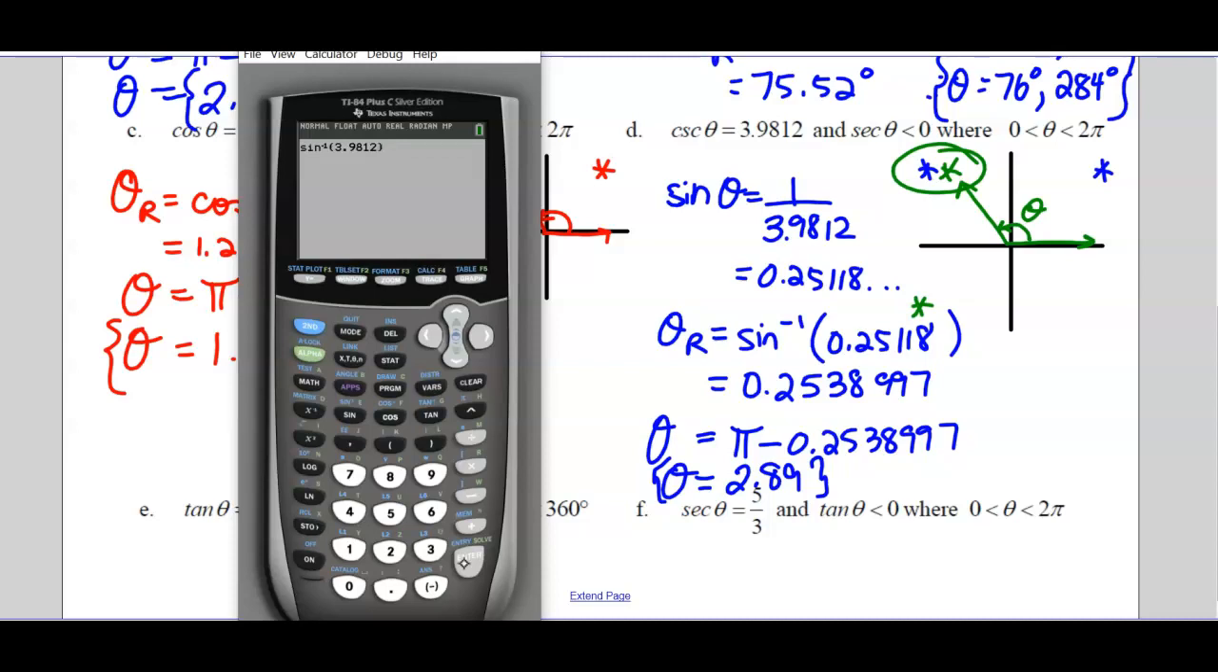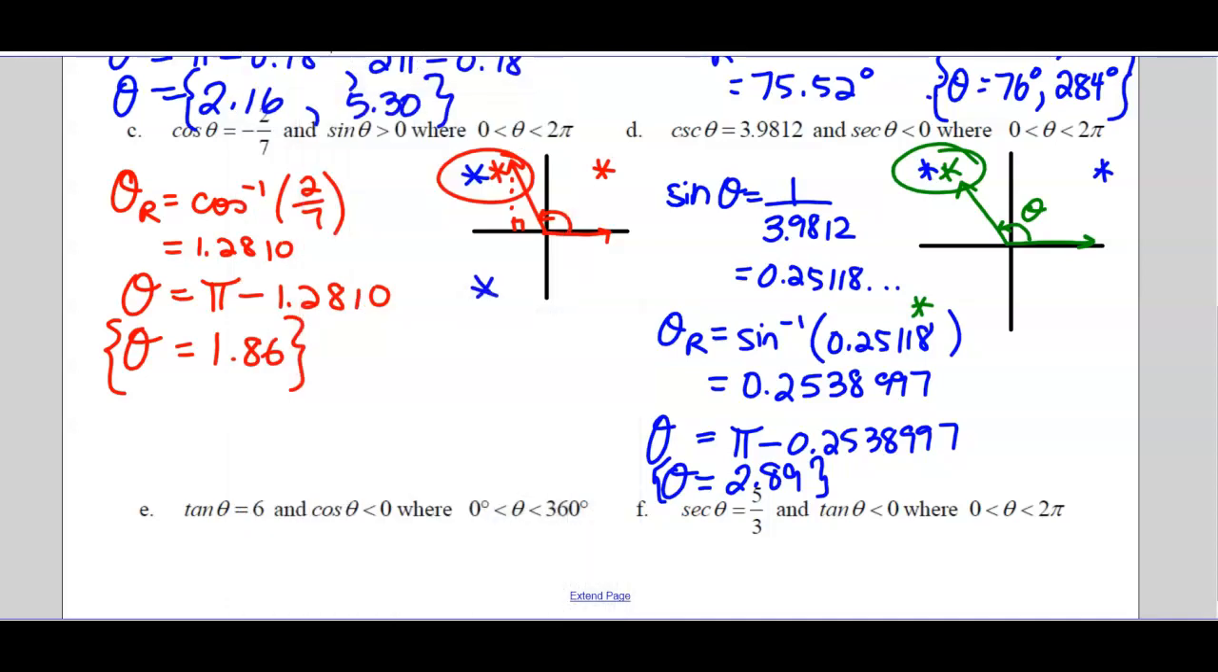So that's a clue to yourself: oh, I've got to do something first. I can't find the angle. There's no sine that will have a value of 3.9812. Okay, so kind of get the gist of that, I hope. I'm going to leave E and F for you to do so we can get into the next set of notes.